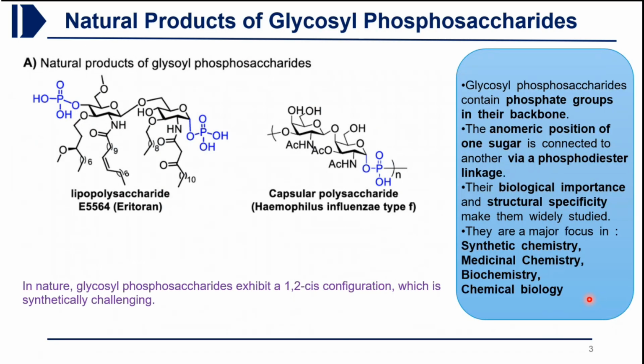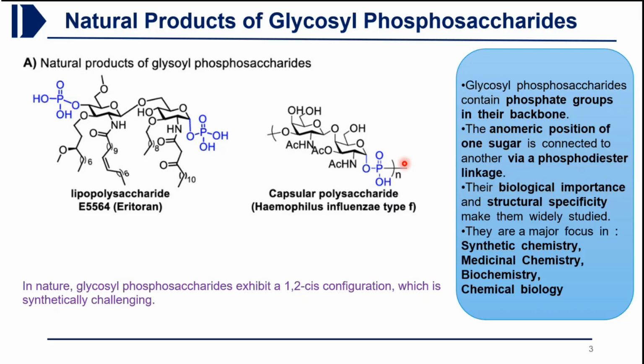Now, there are some natural products which have this phosphate linkage, glycosyl phosphosaccharides. Glycosyl phosphosaccharides contain a phosphate group in their backbone, where the anomeric position of one sugar is connected to another via a phosphodiester linkage. For example, in this lipopolysaccharide, the C1 has a phosphate group, and the C4 carbon of the other sugar has the phosphate group. Another example is the capsular polysaccharide, Haemophilus influenzae type F, where the anomeric position has a phosphate group and is attached to other saccharides. Basically, it is a polysaccharide.